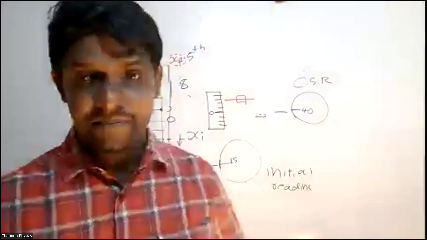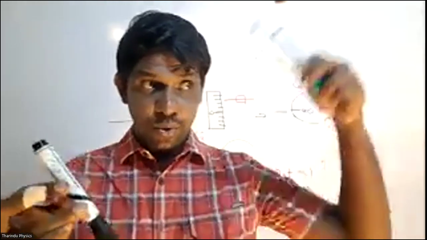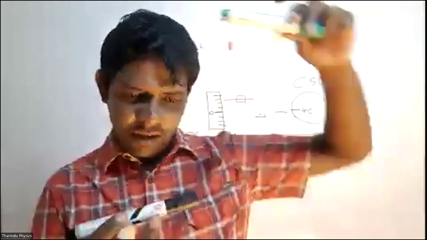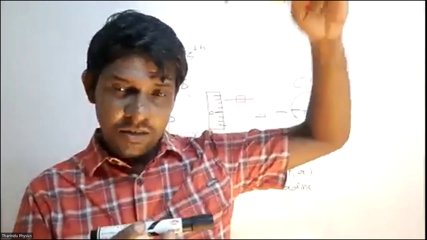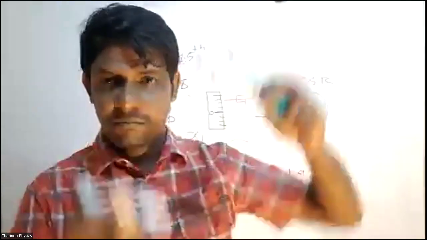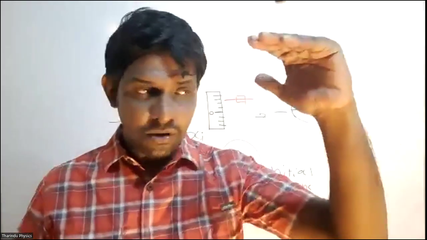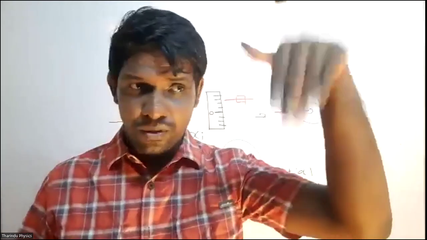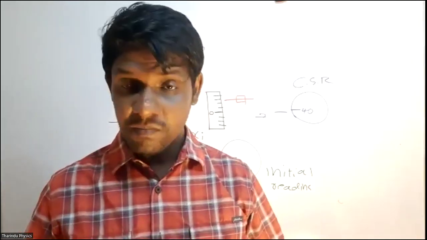Can you understand? If your initial position and final position are at two ends, initial position is below the zero and the final position is above the zero, now you have to do what? Add them. But if the initial position is also above zero and the final position is also above zero, you have to subtract them. Understand?